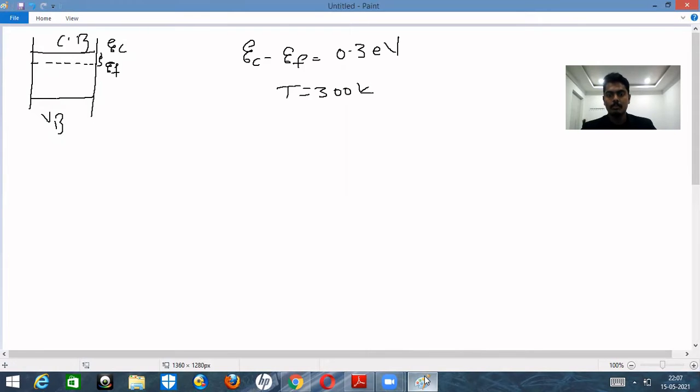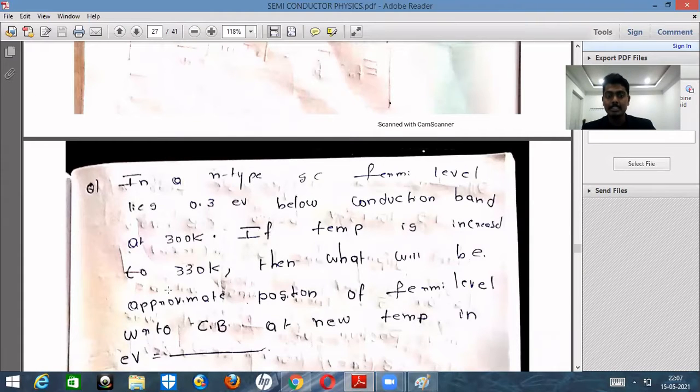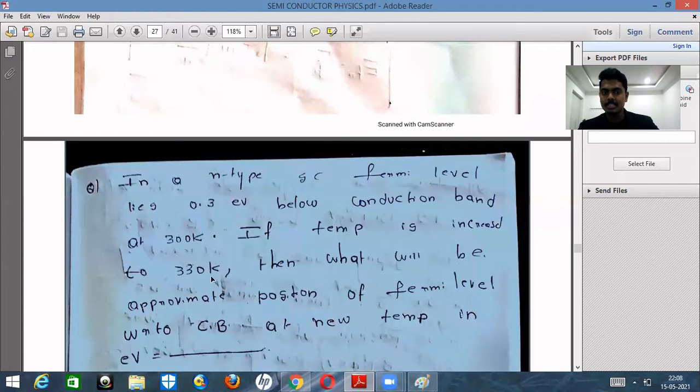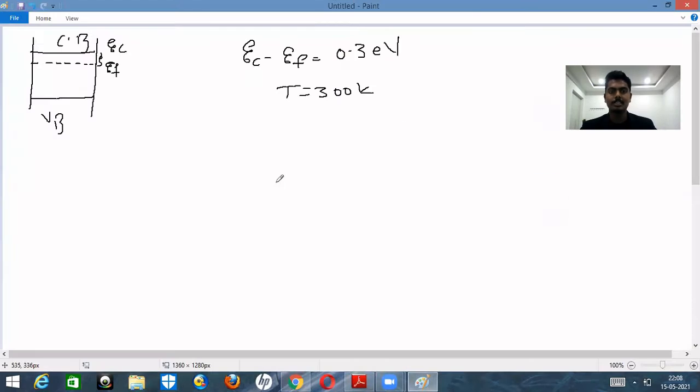Now we will move on to the further question. If the temperature is increased to 330 Kelvin, then what will be the approximate position of the Fermi level with respect to the conduction band at the new temperature? When the temperature is room temperature, the difference between the Fermi level and the conduction band is 0.3 electron volts. Initially it is 300, now it is increased to 330 Kelvin. So simply, at T equal to 330 Kelvin, we are asked to find EC minus EF.